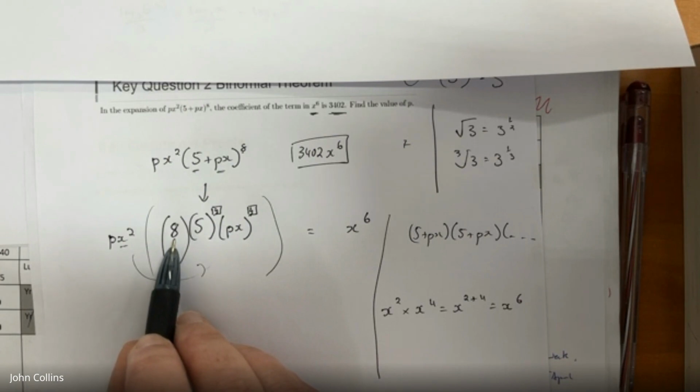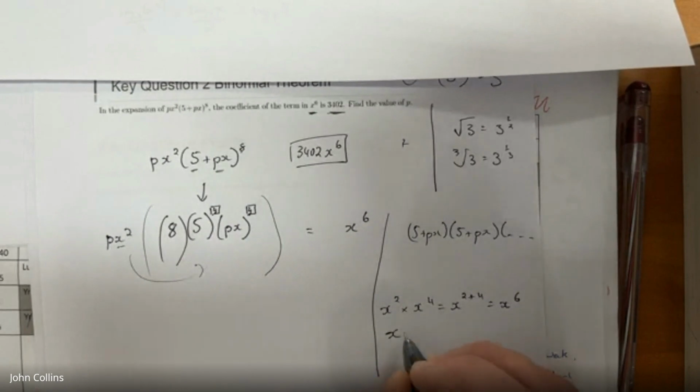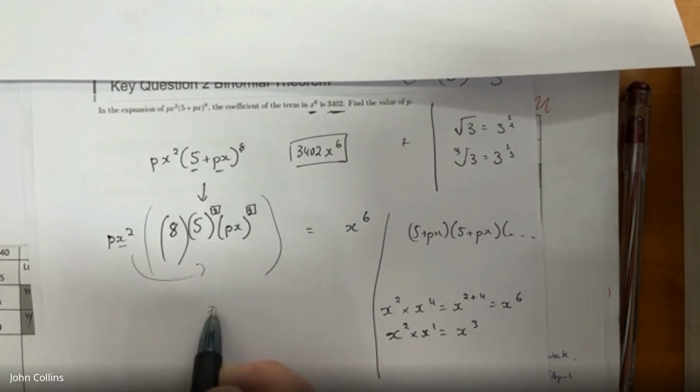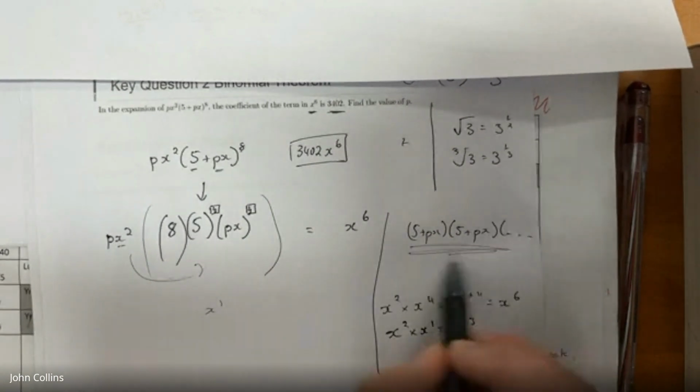Multiplied by the x squared. If this is x to the power of 1, x squared times x to the power of 1 is x to the power of 3. So if I have x to the power of 1 out of this, it's going to be multiplied by this x squared. Remember, this creates loads of terms in this multiplication.